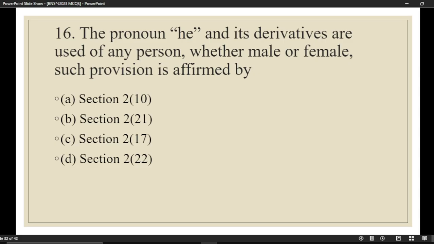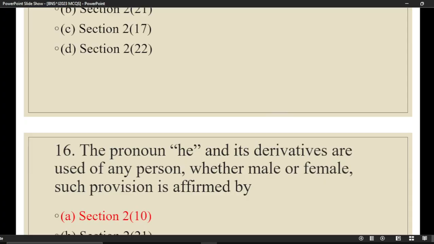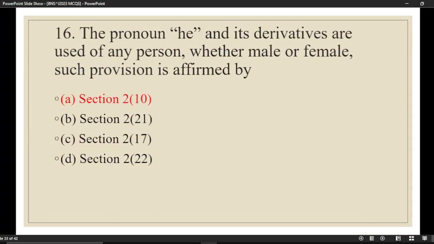Because as per the question, "he" and its derivatives are used of any person, whether male or female. So that is talking about the definition of gender. And the correct answer to this question will be Section 2, Clause 10. Section 2 is very important. You have to remember each and every clause. And don't worry, when we practice, we will continuously work on the sections and the clauses. We will definitely remember this.